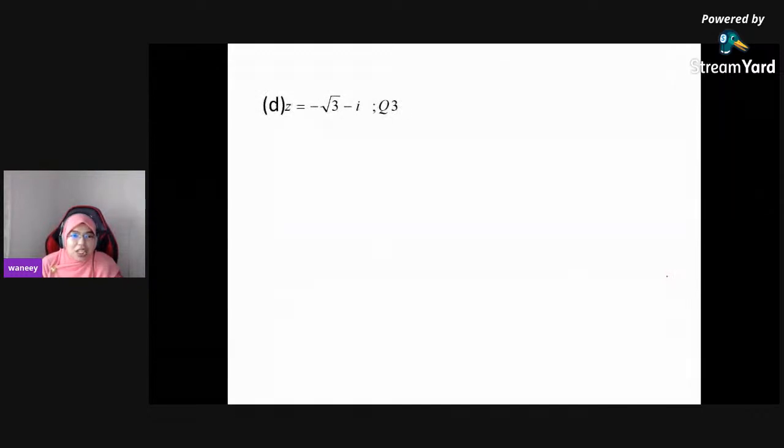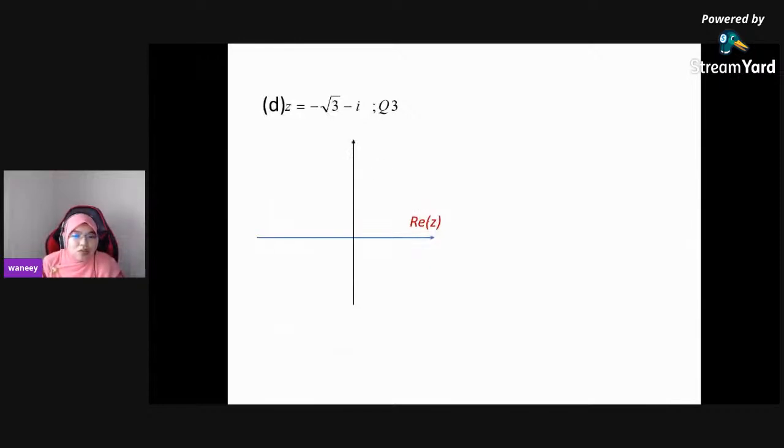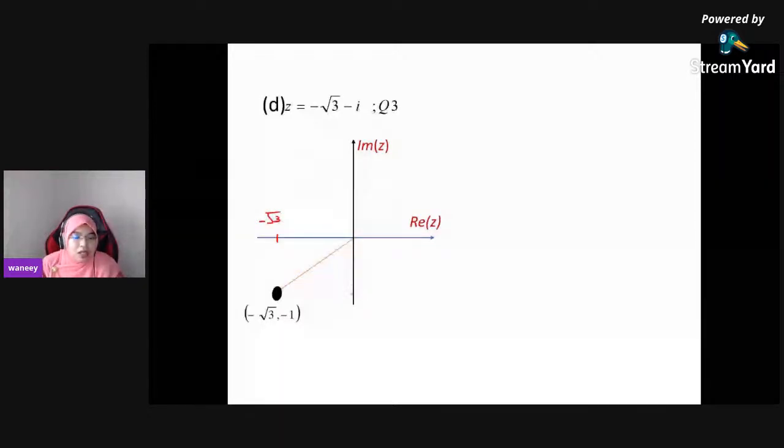Okay, so D is negative square root of 3 minus i. They already wrote quadrant 3, but actually we should draw first and then we will know. Okay, so real number, imaginary number, so that is your Z. The real number is negative, so this is negative square root of 3, imaginary negative 1.